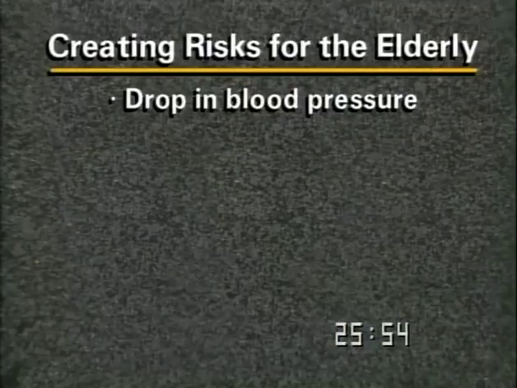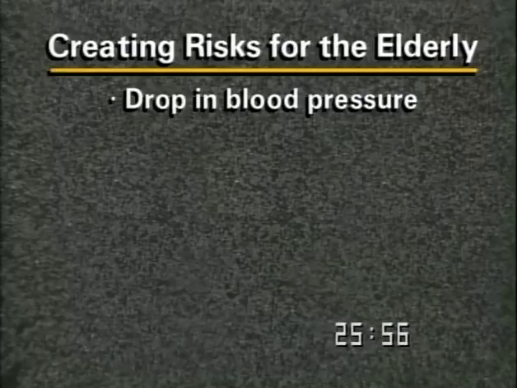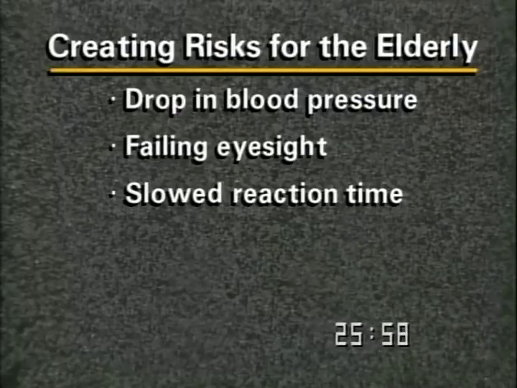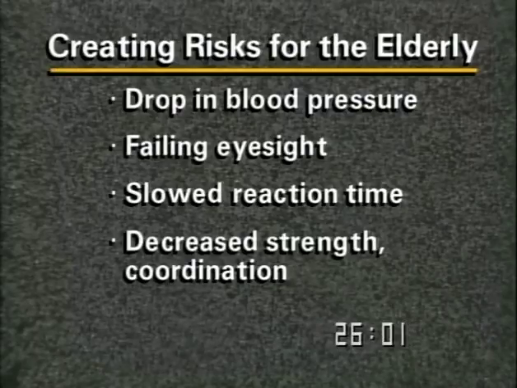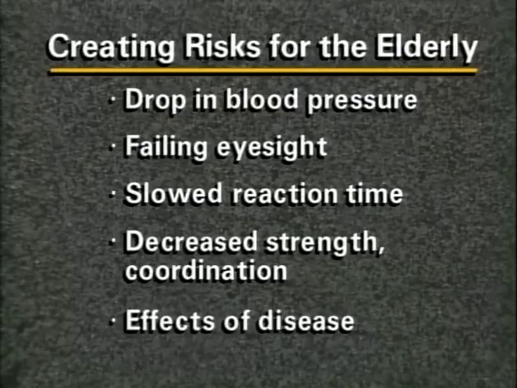Now, if children are at greater risk of injury because of their development, the same must be said of the elderly. The dangers faced by the elderly often go hand in hand with normal aging. Problems such as the drop in blood pressure when standing, failing eyesight, slowed reaction time, and decreased strength and coordination. Compound this with the effects of disease such as dementia or dizziness, and you begin to understand why the home can be a very dangerous place for the elderly person.